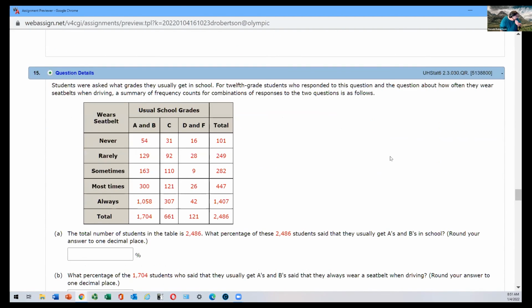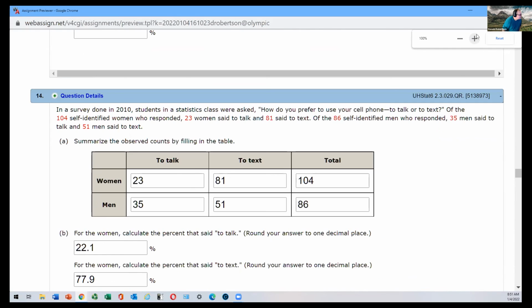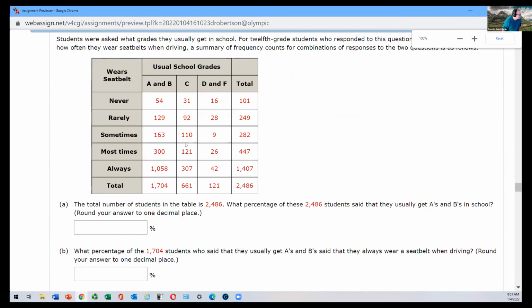For our last question of today, let's look at this very complicated categorical data table. Here we have the seatbelt use, and here we have the usual school grades. And each of these red numbers represents how many students fall into that particular category. So the students who never wear a seatbelt, 54 of them get A's and B's, 31 of them had a C, and D and E's are 16. And the total for that row is 101.